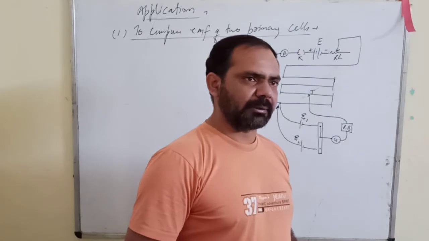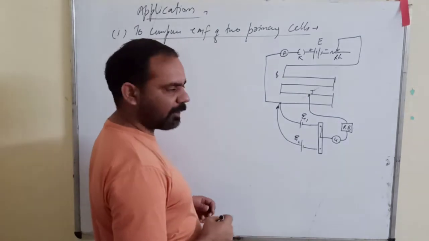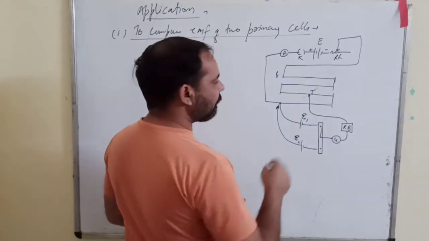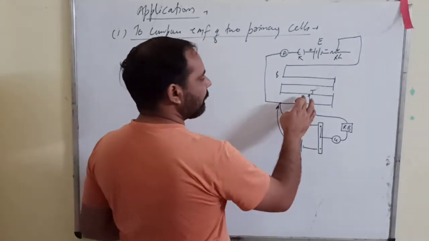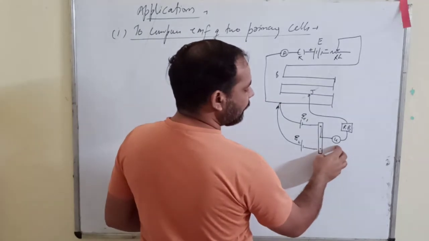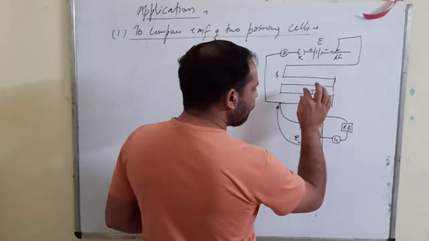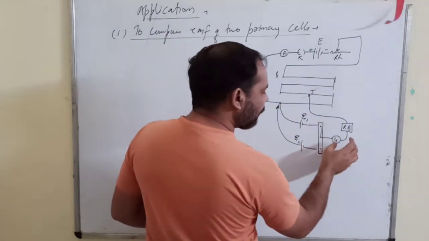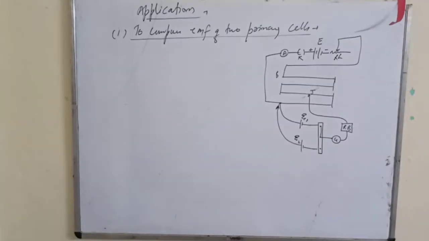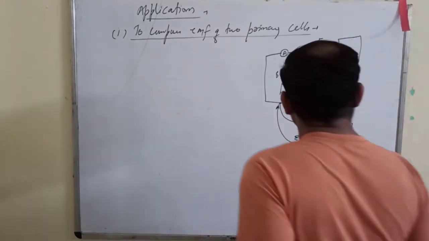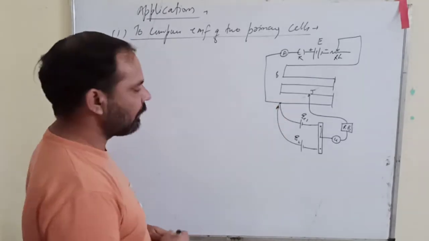Now, what is the process? The process is we switch on the current, we switch on this key, right? And we close this one, and we start touching the jockey at different points on the wire. Now, what happens at a particular point? By touching the jockey at different points on the wire, you will find out the point of zero deflection in the galvanometer. Now, how do you get the point of zero deflection? That I will explain in short here.